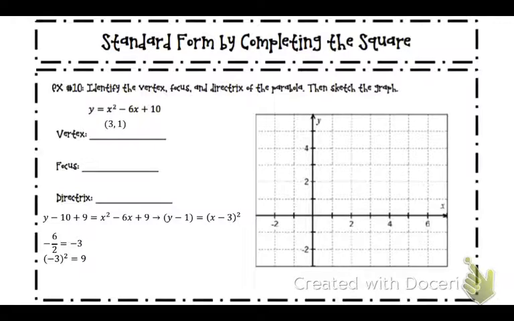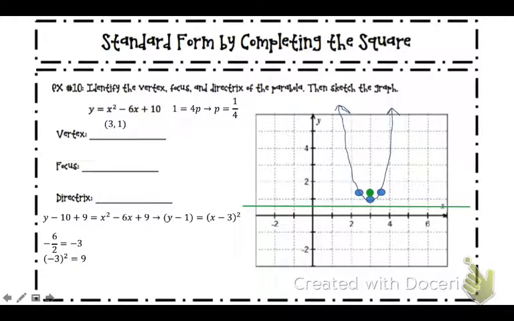So that vertex is at 3, 1. I'm going to draw that right there. Now my focus, there is not a number in front of my y or in front of my x, so it's just 1. So 1 equals 4p, which means p equals 1/4. And I know that this opens up because it's an x squared and it's positive, so I'm going to go up 1/4, and that's where my focus is going to be. Then I'm going to go down 1/4, that's where my directrix is. Now if I went up 1/4, I'm going to go out a half, because you just double it in both directions, there's my parabola.